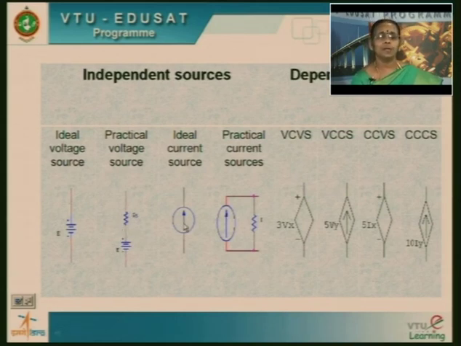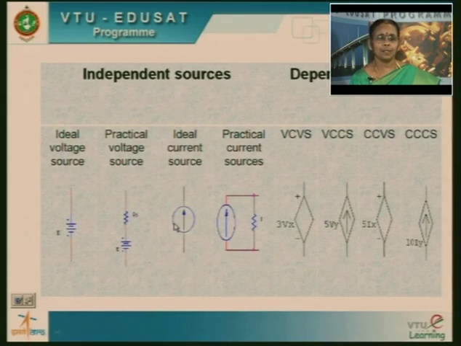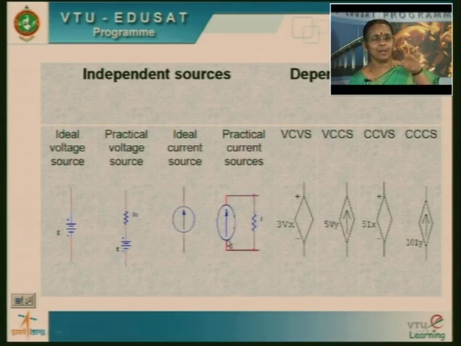Then coming to the ideal current source, it is without any internal impedance or resistance across it. So the representation of an ideal current source is this. Then a practical current source will have a resistance or an impedance across it, connected between the two terminals of the current source. Then it is called a practical current source.